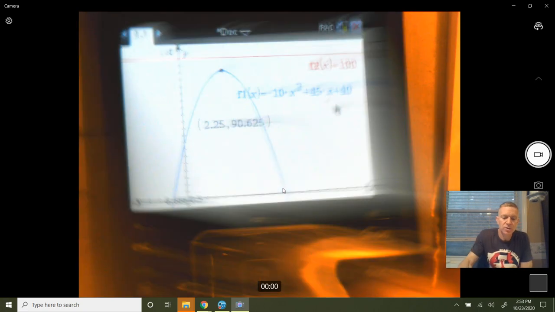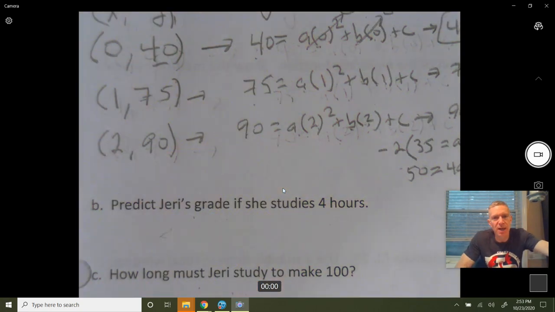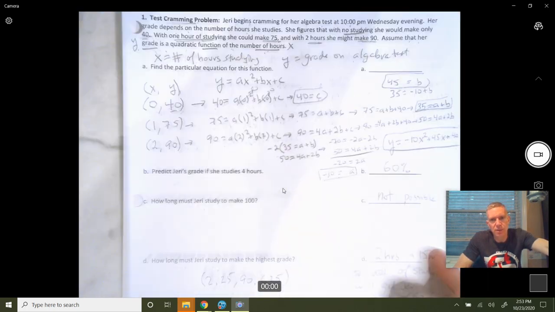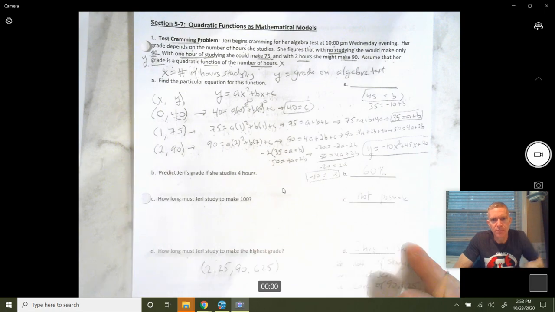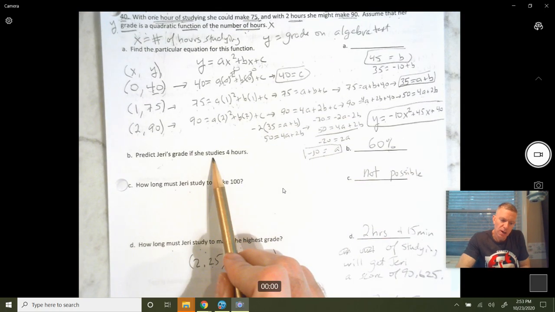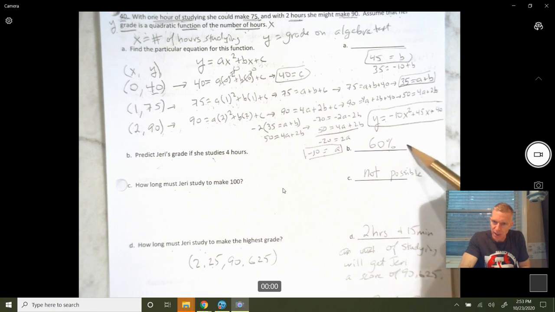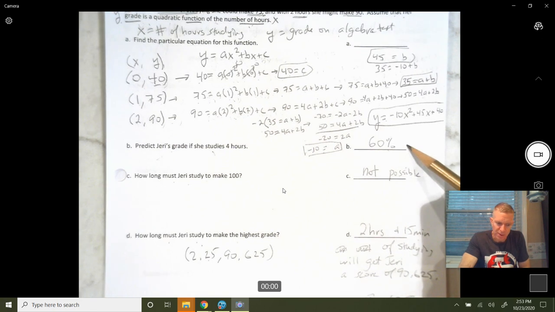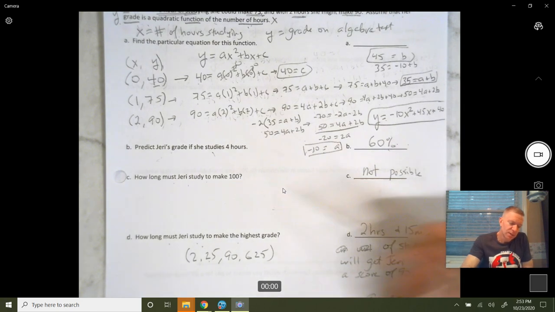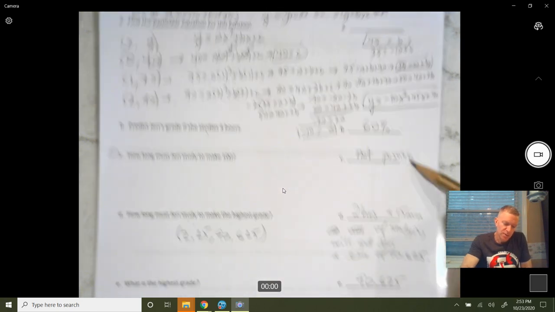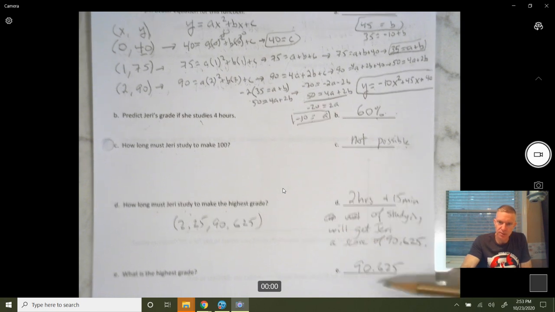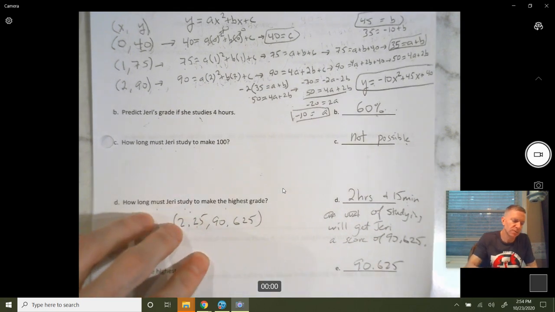Okay, so once you come up with the equation, everything else you're going to do is basically off the calculator and using stuff on the calculator. Okay, so she studies 4 hours. I don't know if that's realistic or not. Staying up till 2 maybe drops your score 30 points. That would be terrible. Okay, she can't, not possible to get 100. 2 hours and 15 minutes is how long she must study, and the highest grade is 90.625.